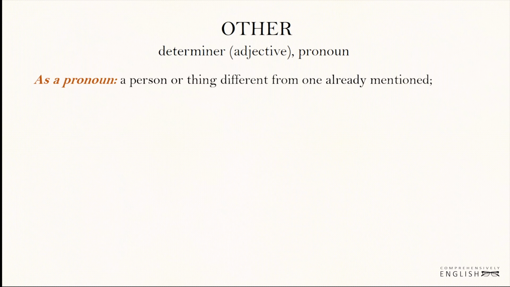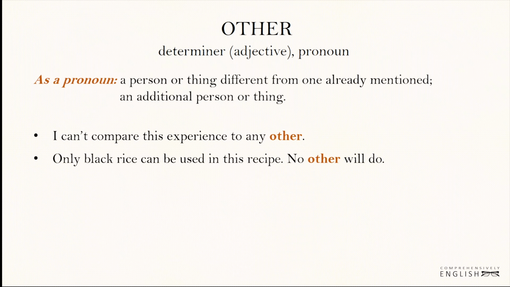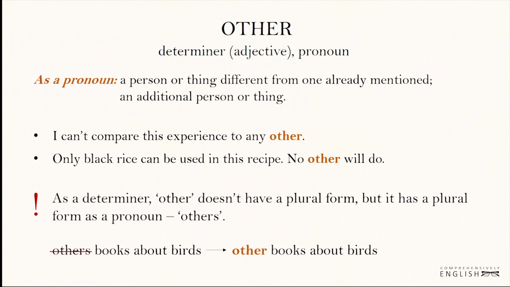As a pronoun, "other" means a person or thing different from one already mentioned, an additional person or thing. I can't compare this experience to any other. Only black rice can be used in this recipe. No other will do. Note that as a determiner, "other" doesn't have a plural form, but it has a plural form as a pronoun. That's "others". So when you use "other" as a determiner, you cannot say "others books about birds". That's incorrect. You should say "other books about birds".